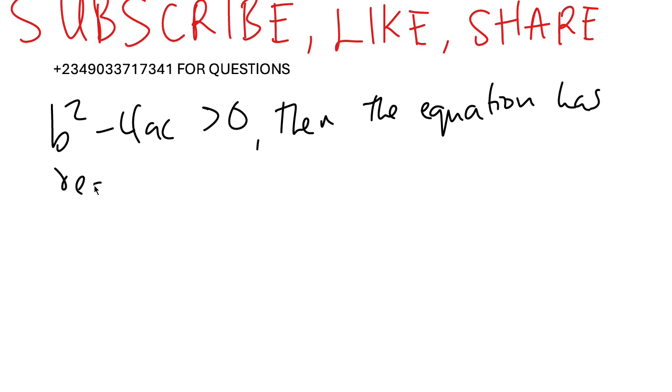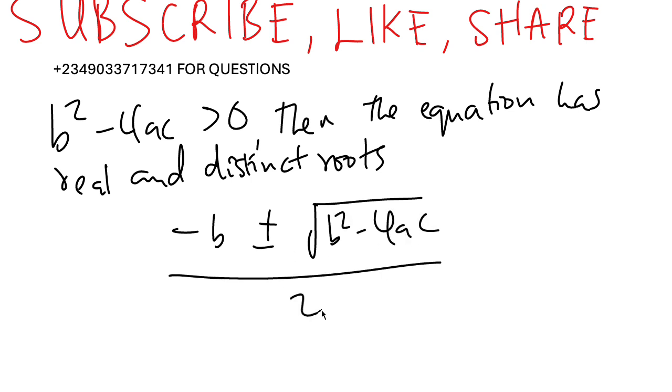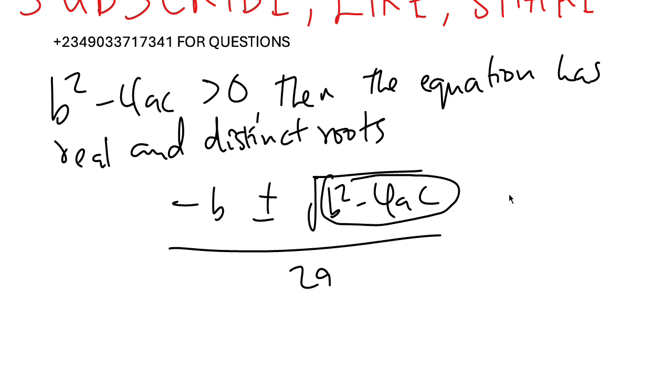Now, if b squared minus 4ac is greater than 0, then the equation has real and distinct roots. Why is that so? Because in negative b plus or minus square root of b squared minus 4ac over 2a, if b squared minus 4ac is greater than 0, the square root of a positive number exists, and it's going to make the roots distinct.